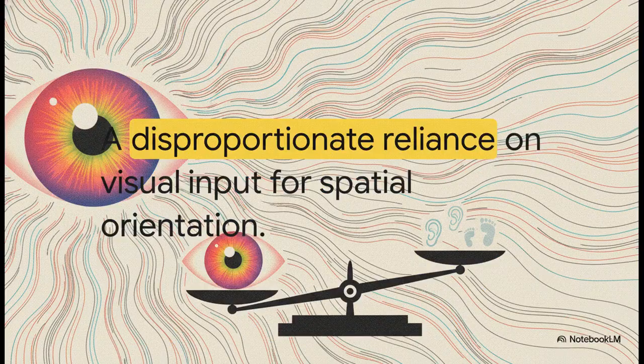The core deficit at play here is really fascinating. It's an overwhelming, disproportionate dependence on visual input for spatial orientation. Under normal conditions, our central nervous system dynamically weighs visual, vestibular, and somatosensory inputs, right? It adapts based on the context. But in a VID patient, there's a pathological visual upweighting. They become overly dependent on their vision just to figure out where they are in space. So when that visual field gets chaotic or complex, their balance system essentially just crashes.